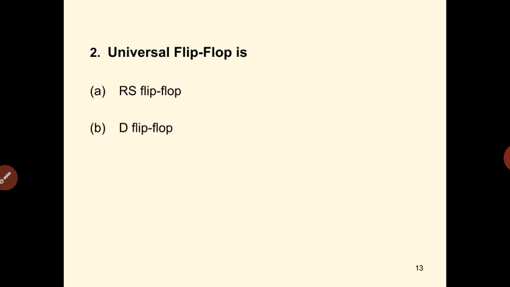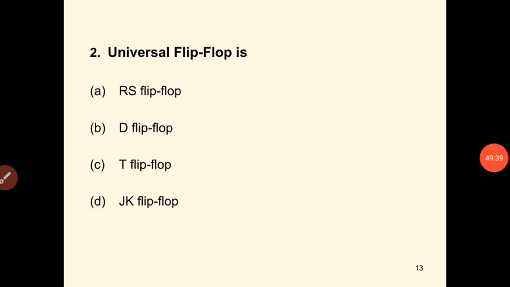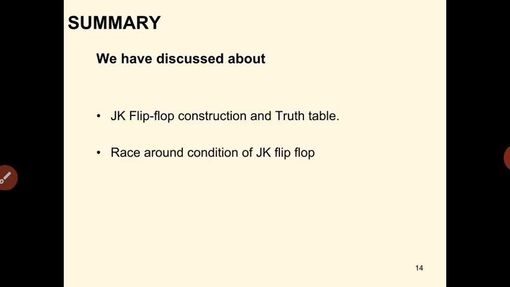The universal flip flop is again the JK flip flop, because the JK flip flop is a combination of the truth tables of RS and T flip flops. That's why the JK flip flop is called the universal flip flop. Option D is correct.